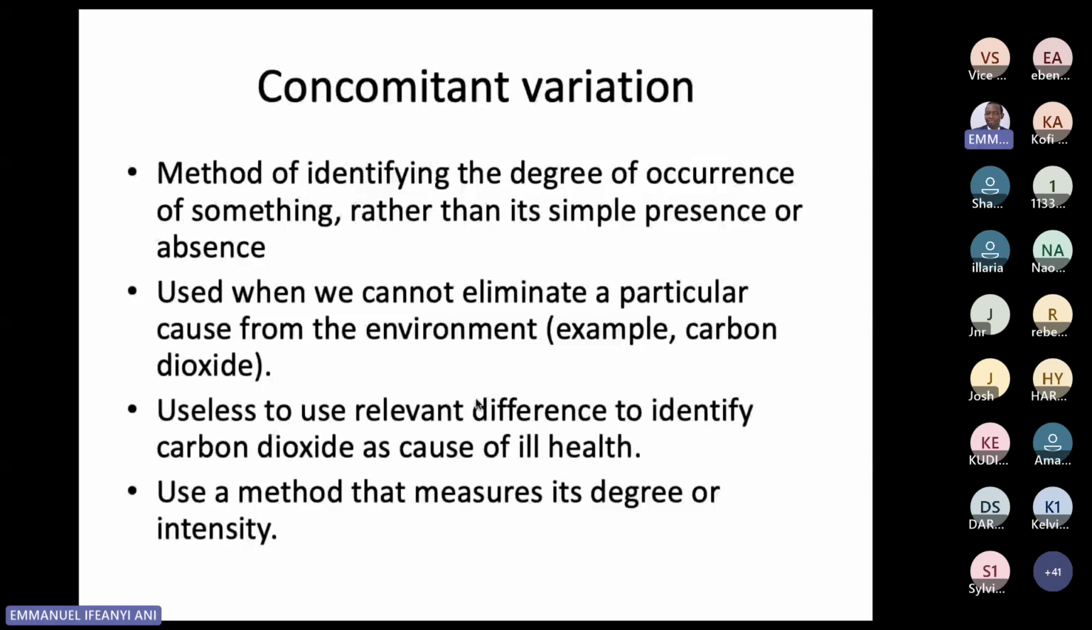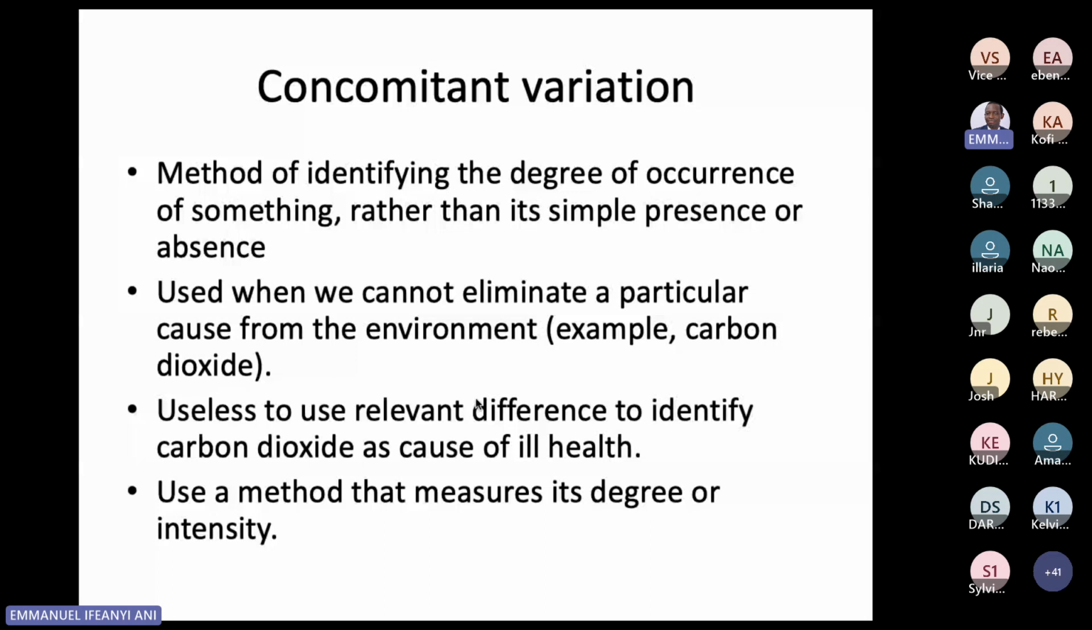Now, we use this method when we cannot eliminate a particular cause from the environment. Example, carbon dioxide. When we cannot eliminate a particular cause from the environment, then we have to use this method. It is useless to use relevant difference to identify carbon dioxide as a cause of ill health. So we use a method that measures its degree or intensity.